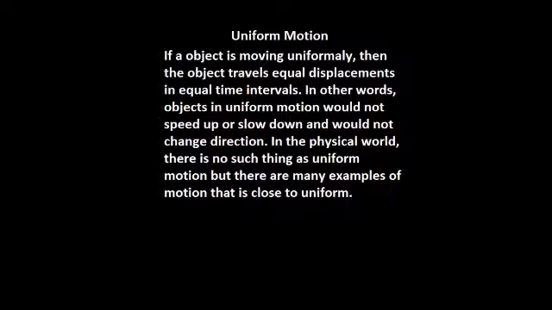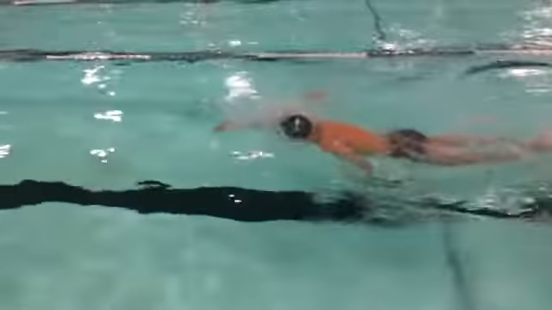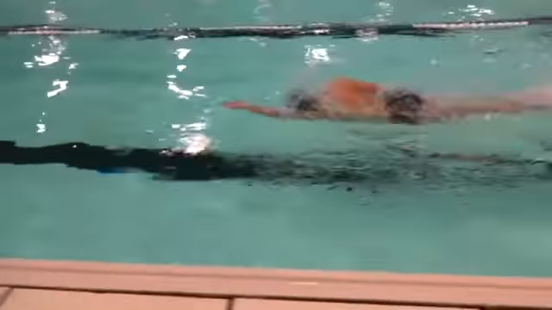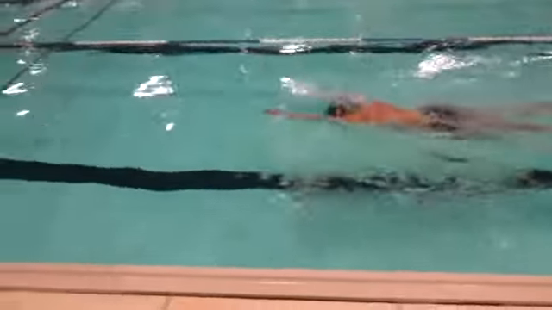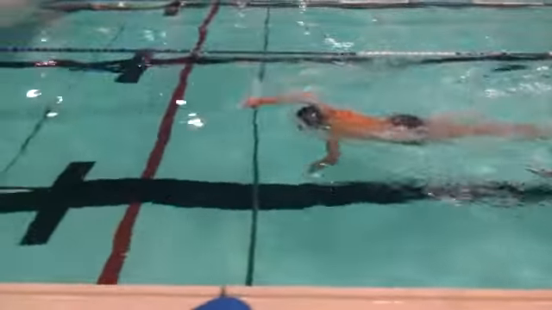Now I will talk about the second topic, uniform motion. If an object is moving uniformly, then the object travels equal displacements in equal time intervals. In other words, objects in uniform motion will not speed up or slow down and will not change direction. In the physical world, there is no such thing as uniform motion, but there are many examples of motion that is close to uniform. When a person swims, maintaining uniform motion is impossible, but for this experiment, I did my best to maintain a constant velocity throughout my swim.